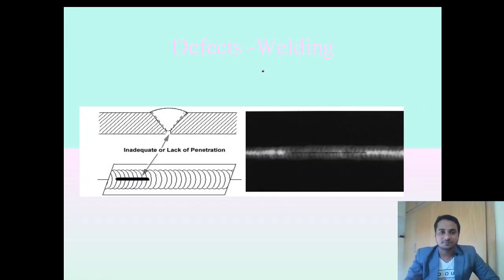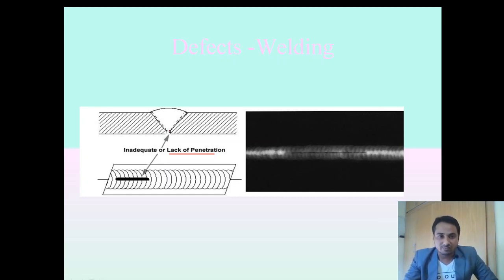Now the second is inadequate, or lack of penetration, which we sometimes call incomplete penetration. Why does it happen? It may happen due to poor welding design, meaning the gap is very high or very low. That will be one cause of incomplete penetration, or the selection of the welding technique.